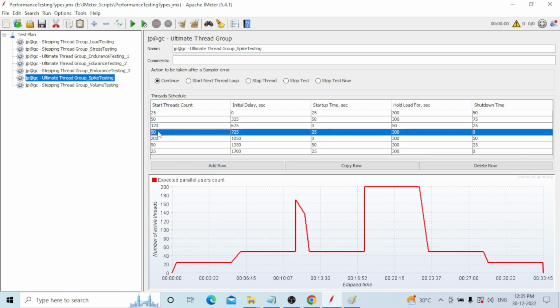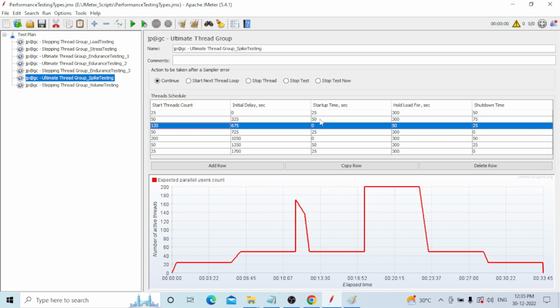Whenever you take 120, you give the startup time 0. Once you give 0, the spike will go up to 120. That means the spike will be huge. And this one is common: initial delay plus startup time plus hold load, 325 plus 50 plus 300, you can give that. And the hold load I will give is 50. This is how much time you need to hold the load, 50 I will give. Shutdown time 25.